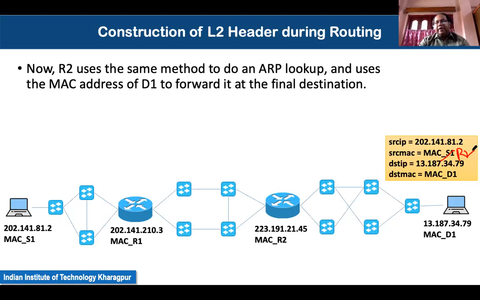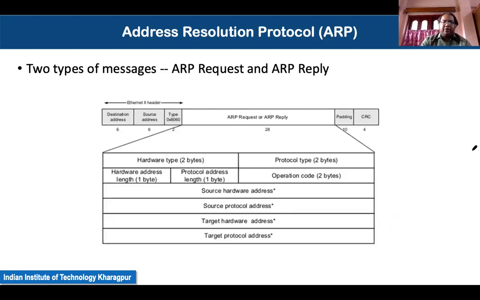So here you see the requirement for the ARP protocol. So whenever you are forwarding a packet, at every hop you are finding out what is going to be the next hop. You know the next hop IP. Now to find out the MAC address of that next hop IP, you need the ARP protocol. Now let us look into a bit details about this ARP protocol or the address resolution protocol.